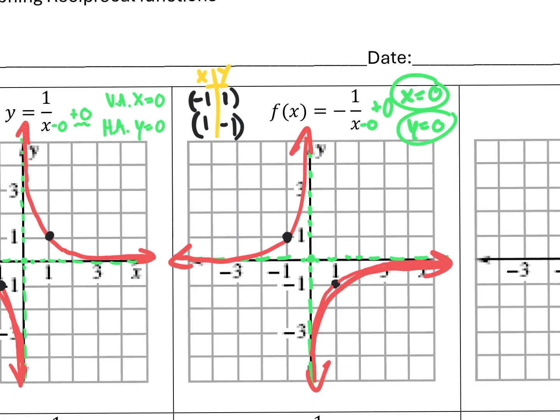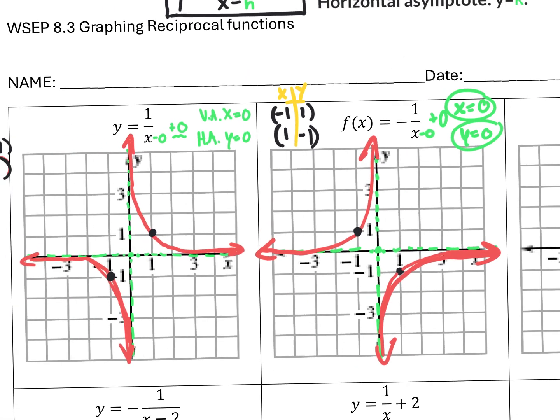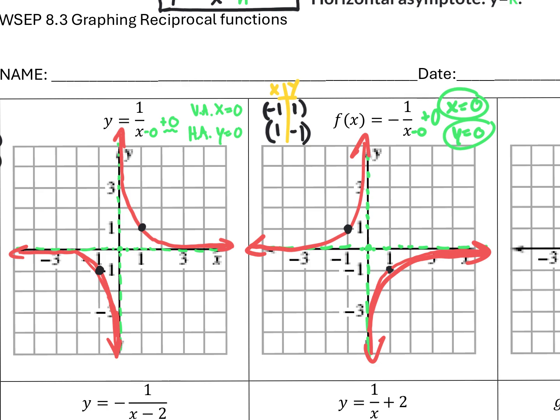But then again, after you do this a couple of times, you're going to notice that if your a value is 1 or -1, that means that it doesn't get vertically stretched or compressed, okay? Now, what does that mean? If you go 1 unit away from the vertical asymptote, it'll be 1 unit away from the other asymptote.